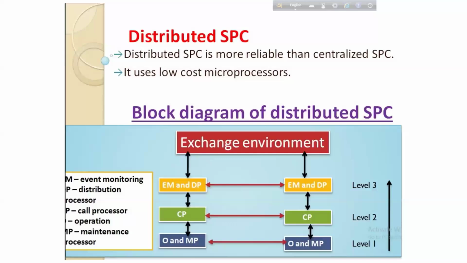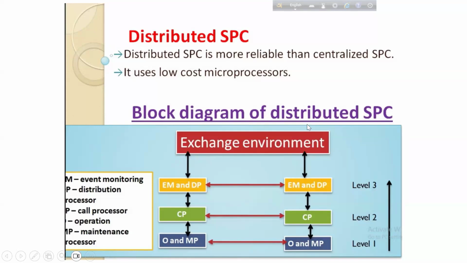So all the commands need to be sent to the central processor. Then from the central processor, the signal should be sent to the particular element. So this is how you have to send and receive signals. So there is too much signaling in centralized SPC. Now distributed SPC uses low cost microprocessors.